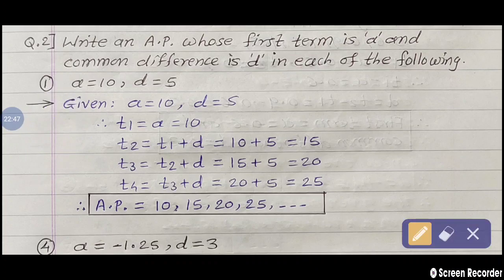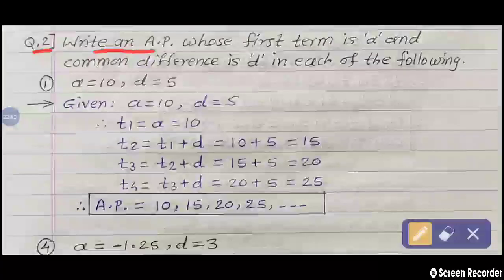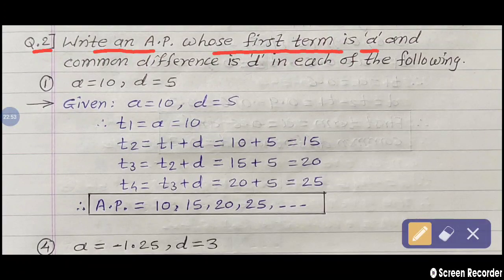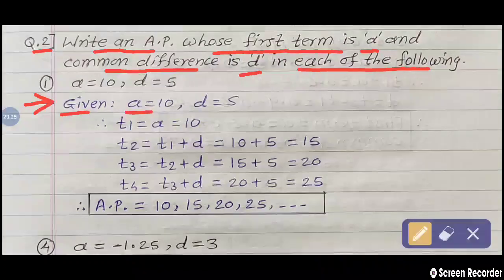Question number 2. Write an AP whose first term A and common difference D are given in each of the following. Means we are writing an AP. And what is given in all questions? First term, that is also indicated as a letter A, and common difference is indicated as a letter D. Means the value of first term and common difference is given, and we are forming the AP. Now answer. Given first term A is equal to 10 and common difference D is equal to 5.